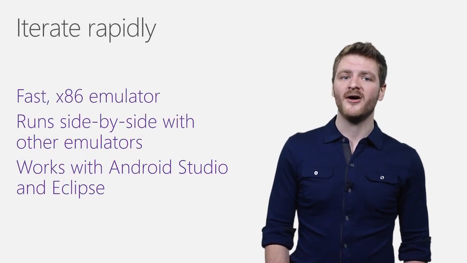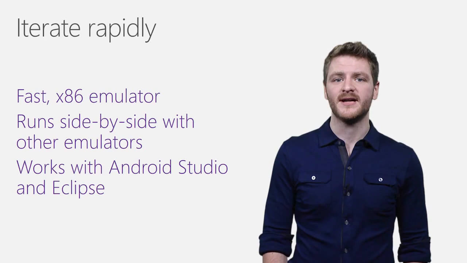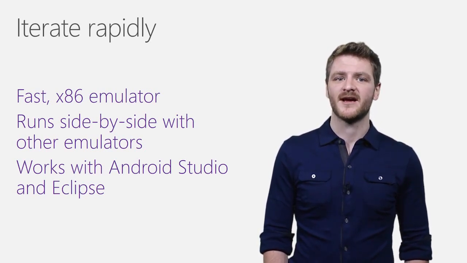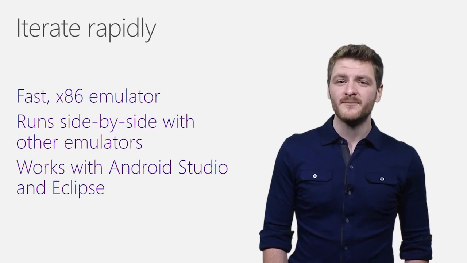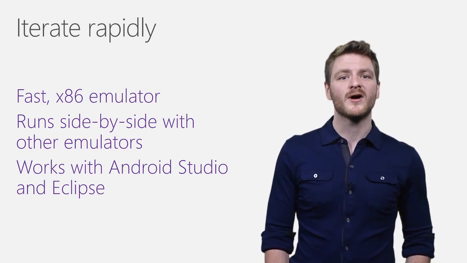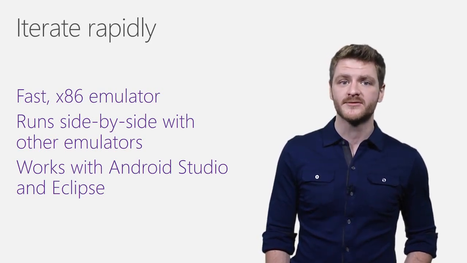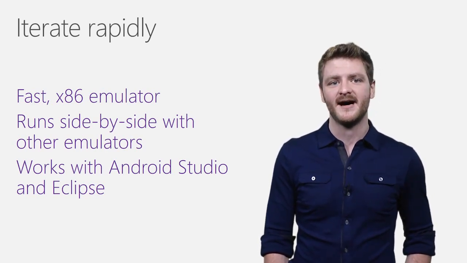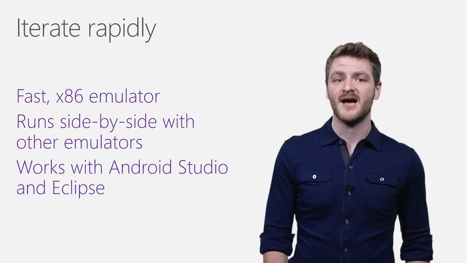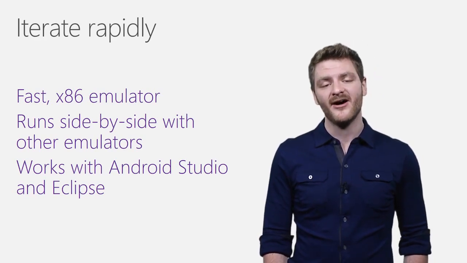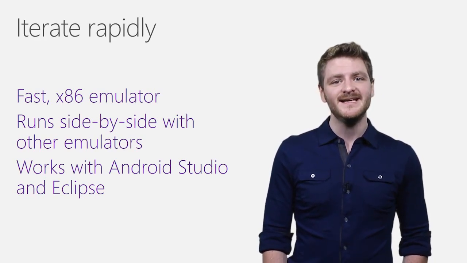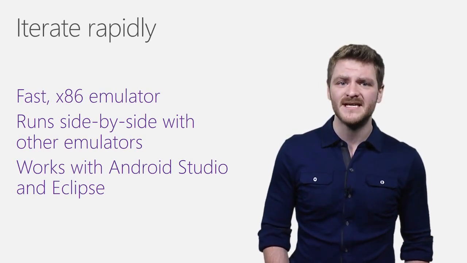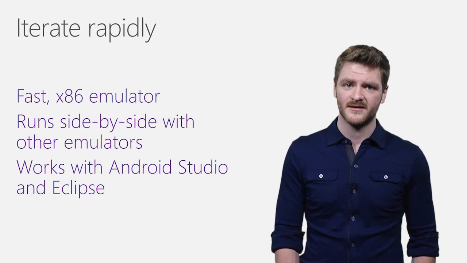First, let's talk about how you can debug and test your Android applications at lightning speed using our x86 Android emulator. It boots up faster than other emulators and runs at nearly the speed of a real device, even when debugging graphics and processor-intensive apps. It also runs side by side with the Windows Phone emulator and other Hyper-V VMs, making it easy to develop cross-platform applications without needing to continually toggle system settings.